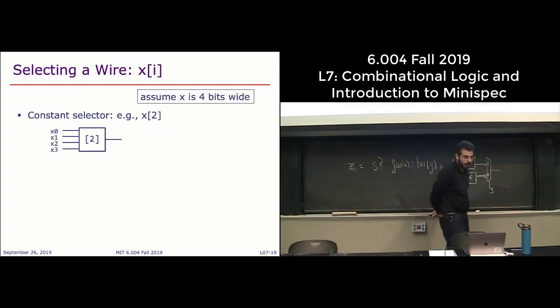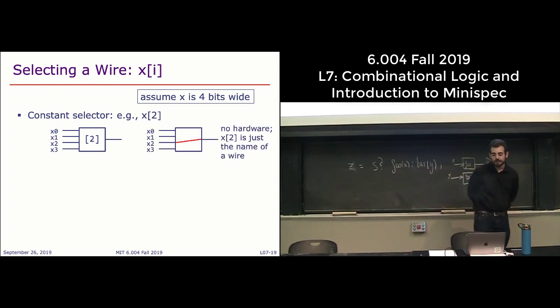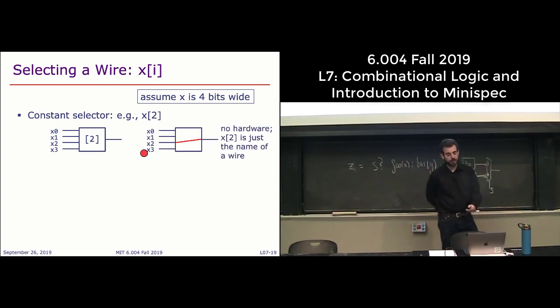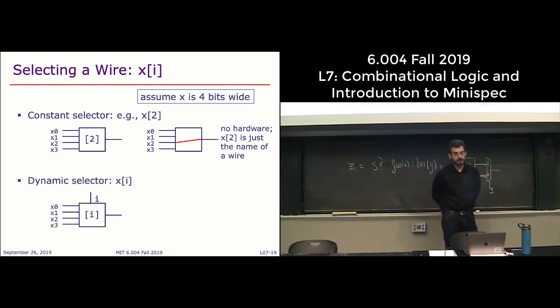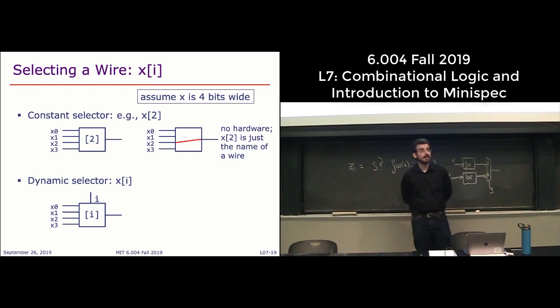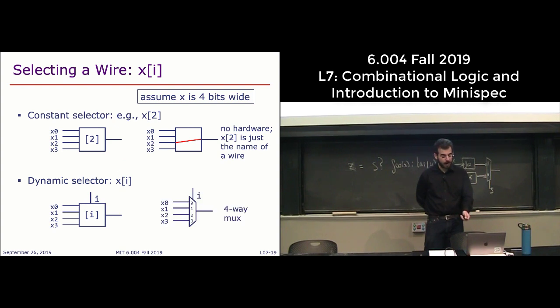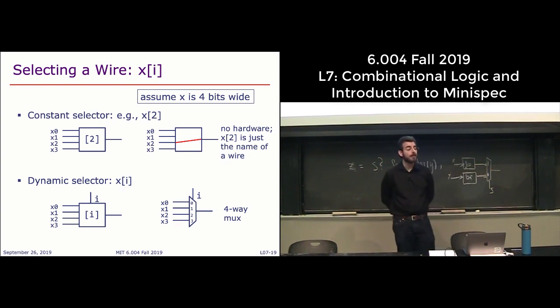Okay, so with that, selecting a wire, if you're doing a static selection, obviously this is just a wire. But if you're doing a dynamic selector, if you want to select a particular value, you can write x of I. And if x is a 4-bit value, you'll have a 4-way mux, where you're selecting between the bits of the input. So muxes can also be used for dynamic bit selection.